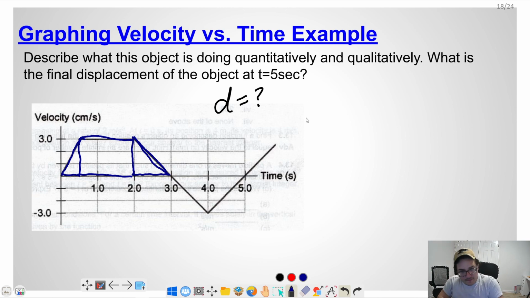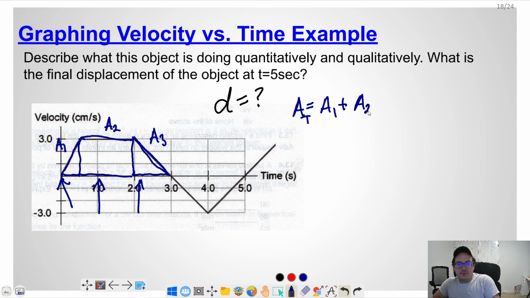Yes. So the area in total under the line is going to be this first triangle right here, plus this rectangle right here, plus that triangle right there. So we're going to call this area 1, we'll call this area 2, we'll call this area 3. So the area under the line in total will be area 1 plus area 2 plus area 3.